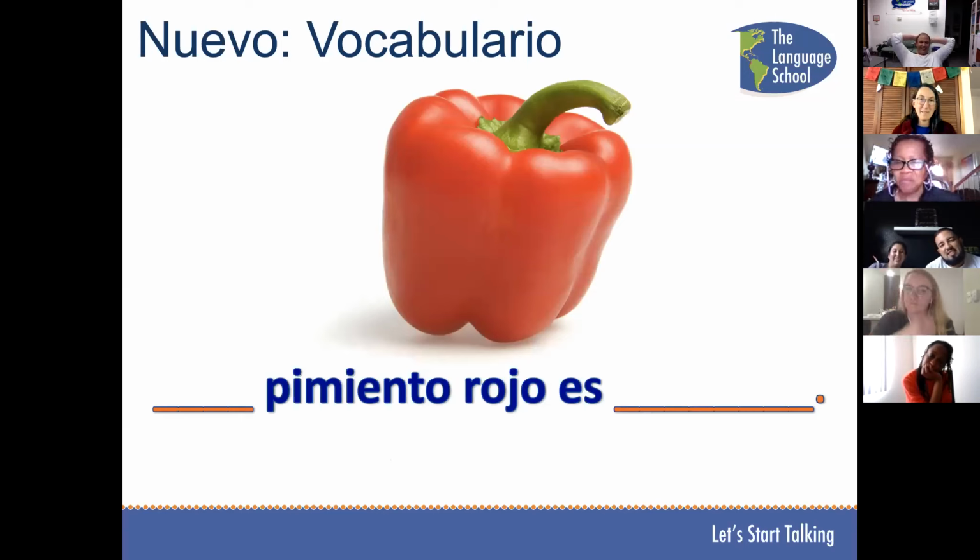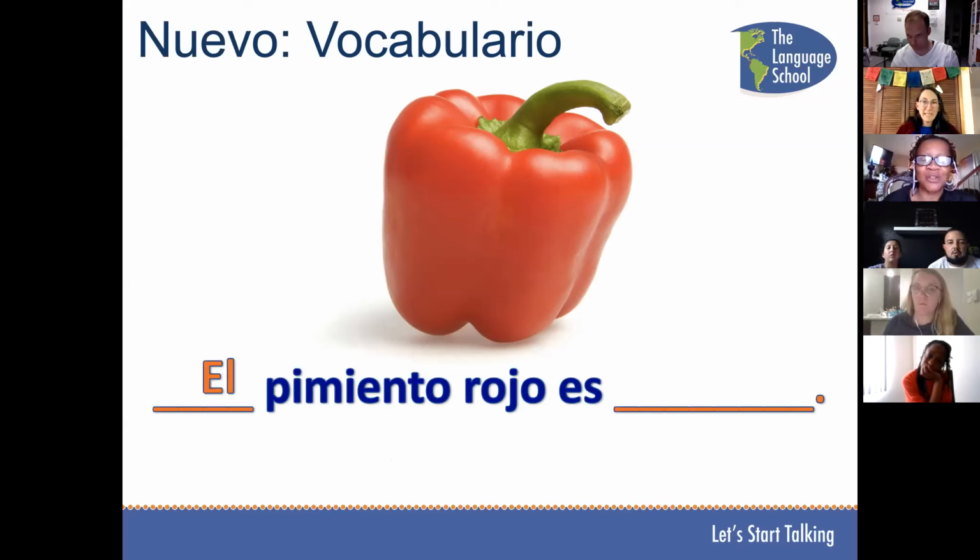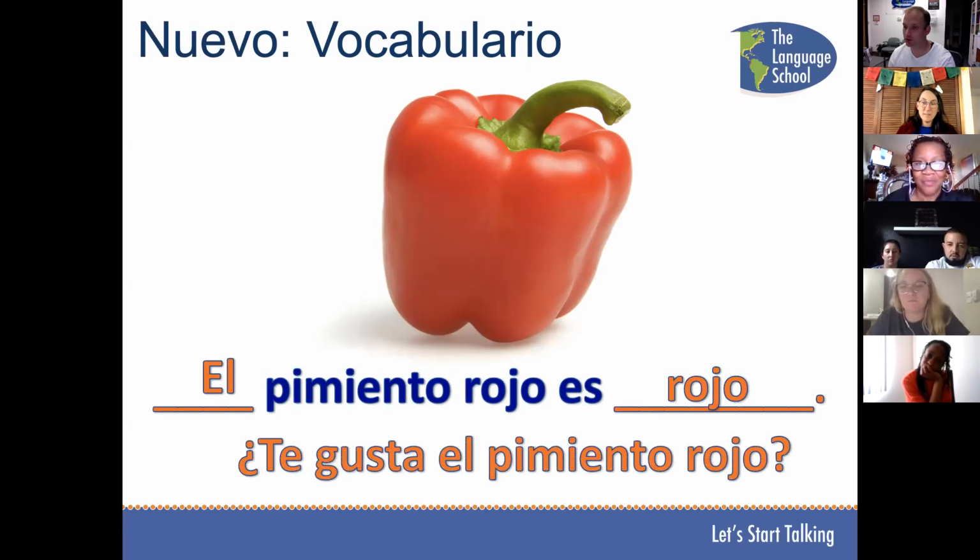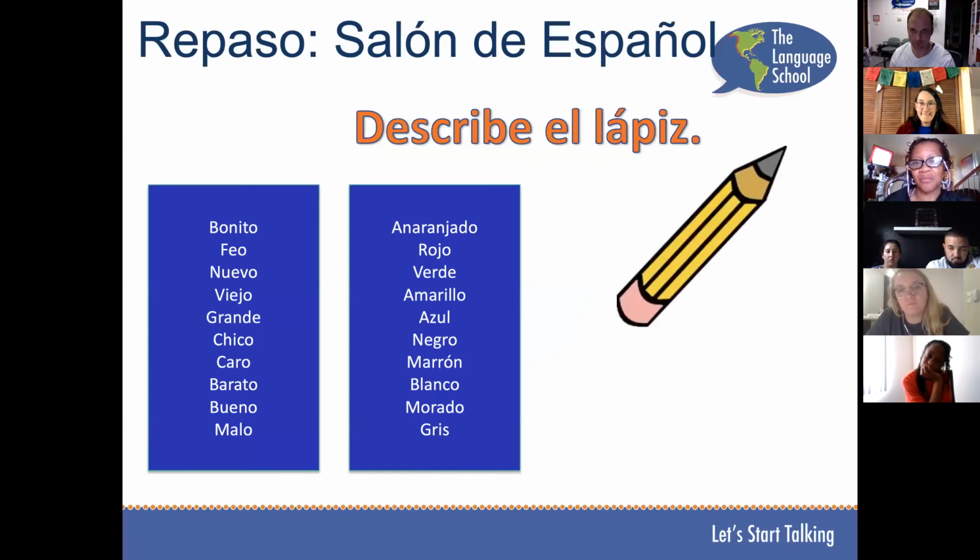Ok, Daisy. El pimiento rojo es rojo. Singular, masculine: el pimiento. Muy bien. ¿Te gusta el pimiento rojo? Sí, me gusta el pimiento rojo. Perfecto. Emily, describe el lápiz.